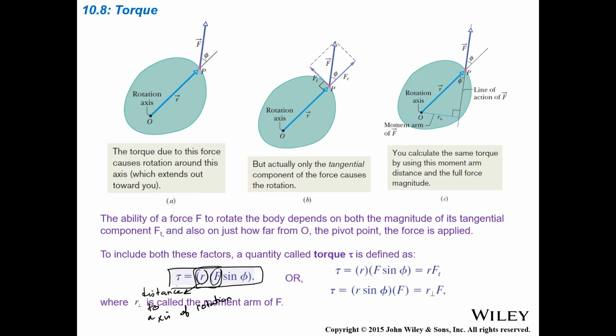If my force is parallel to R, I apply a force here, no rotation. What's the angle when my force is parallel to R? It's 0, okay? And sine 0 is 0, no rotation. So I put a sine instead of a cosine, and theta is the angle between F and R. This is the definition of the torque. It is equal to the force times the distance times sine phi.